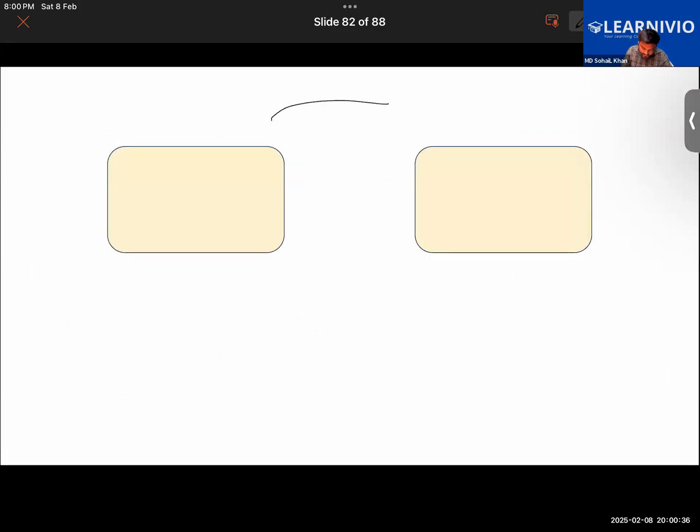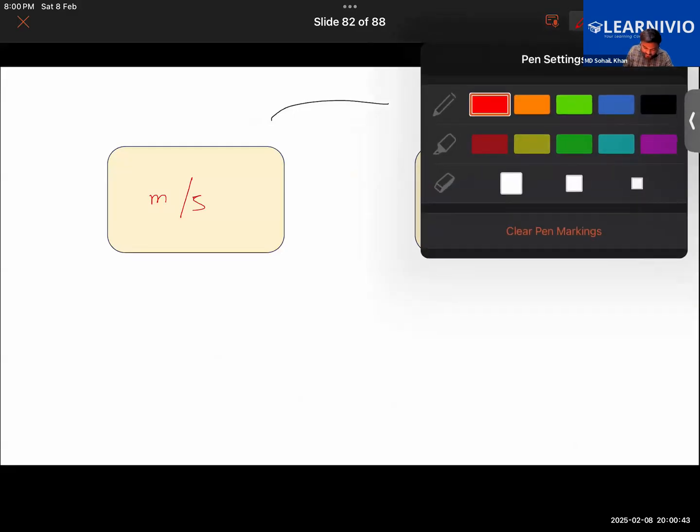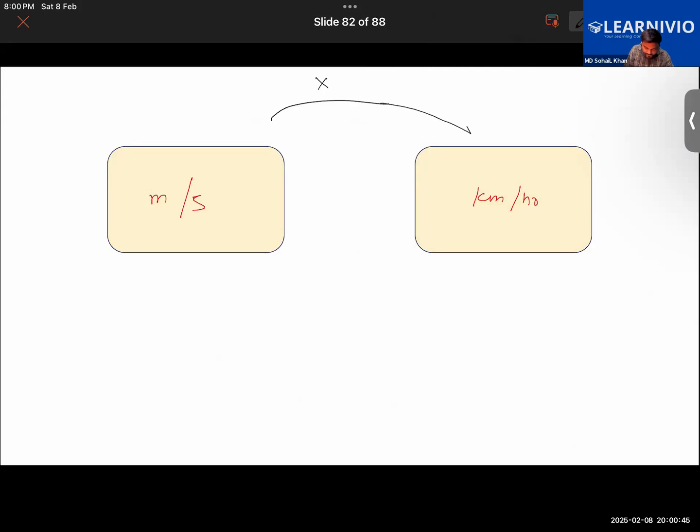So the quick way to convert from meter per second to kilometer per hour is to multiply it by 3.6. Exactly. But when you do the opposite, you're going to divide it. Divide it by 3.6. If you haven't written this earlier, write this down. Okay. Write it down fast.